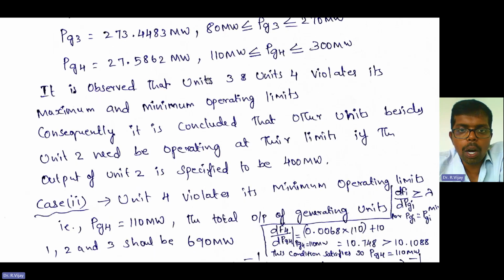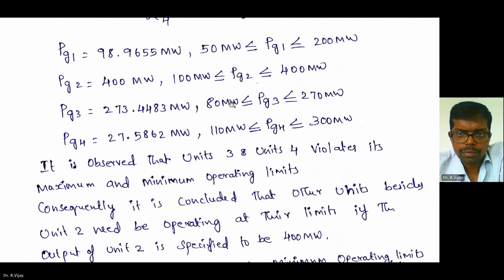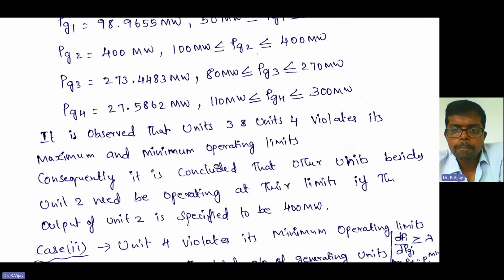So it is observed that unit 3 and unit 4 violate their maximum and minimum operating limits. Unit 3 is 273.4483 megawatt, which violates its upper operating limit, and PG4 is 27.5862 megawatt, which violates its lower operating limit.